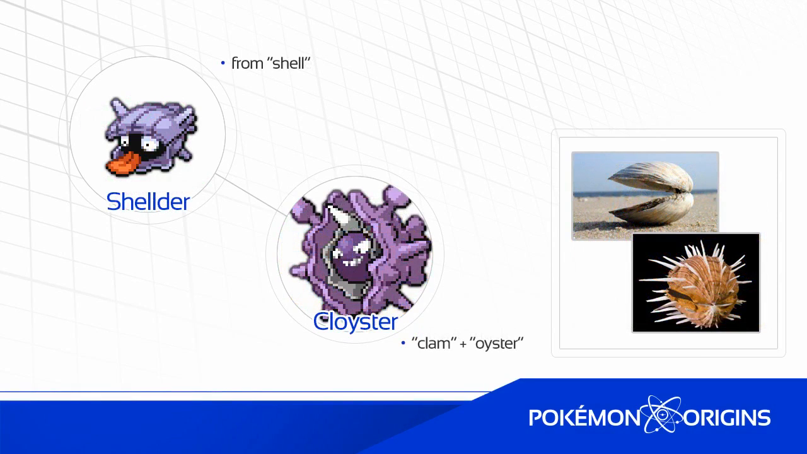Back to water types though, with Shellder and Cloyster. Shellder's name comes from shell, who would guess, and Cloyster's name is a combination of clam and oyster. In terms of the basis, Shellder is a clam, and Cloyster you could say is a clam because it has a black pearl on the inside, but it's more particularly based on a member of the Spondylus genus because of the sort of spiky shell it has.